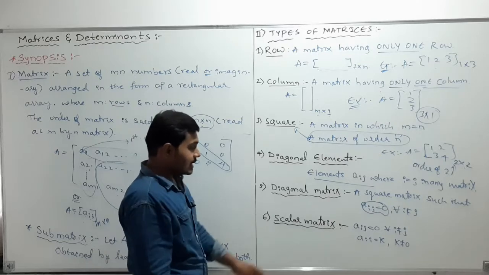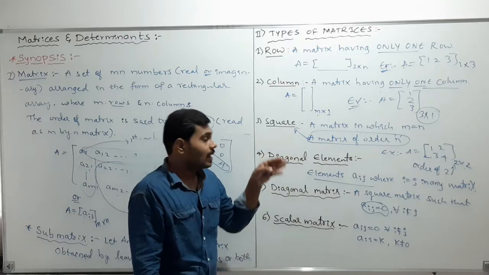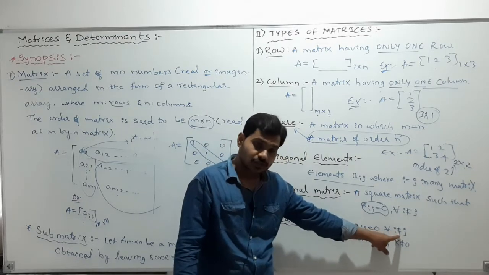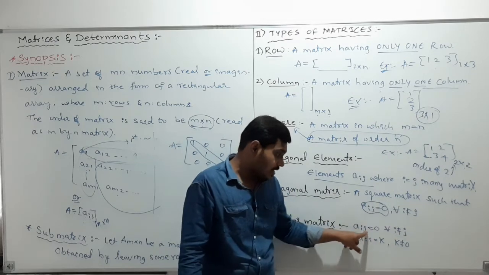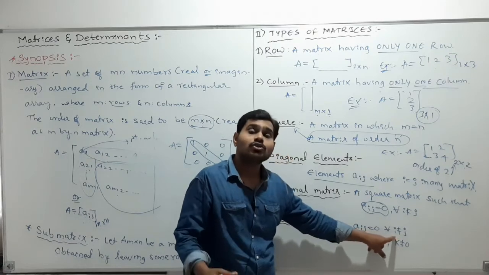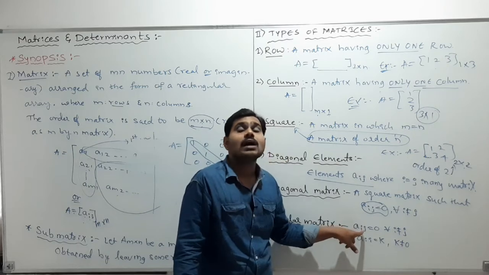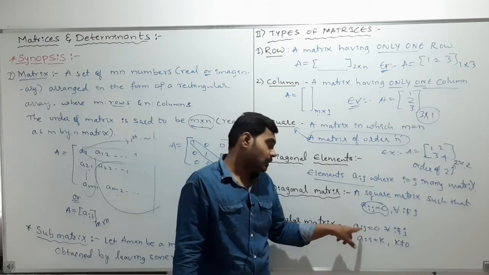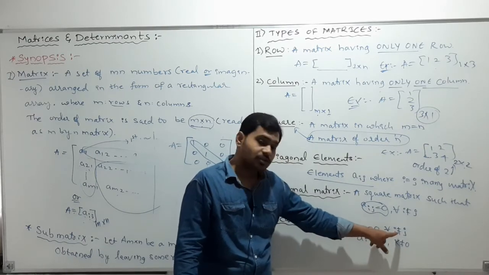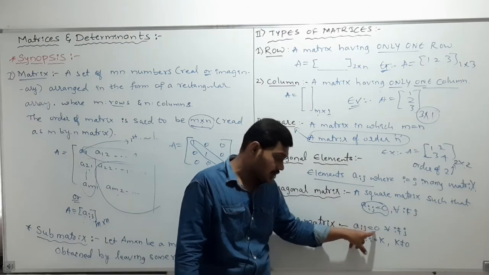And next, my dear students, the scalar matrix. So what is meant by a scalar matrix? A scalar matrix means a matrix in which aij equals 0 for every i not equal to j. i not equal to j means these are the non-diagonal elements. Clear? So the non-diagonal elements must be 0.